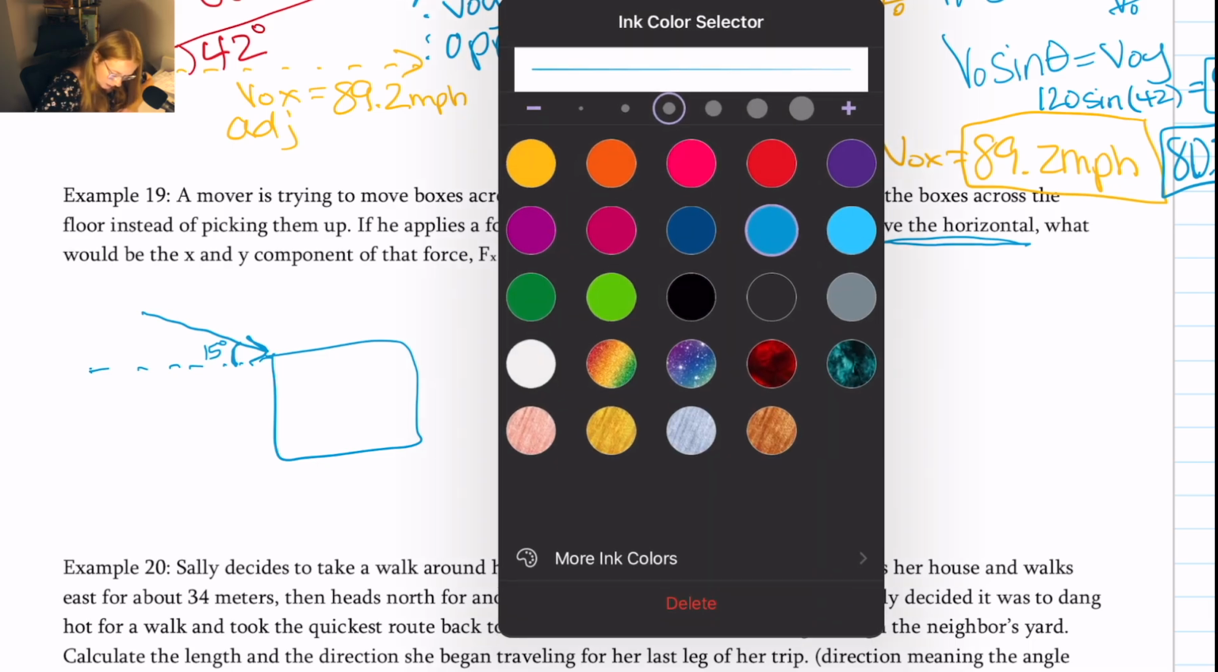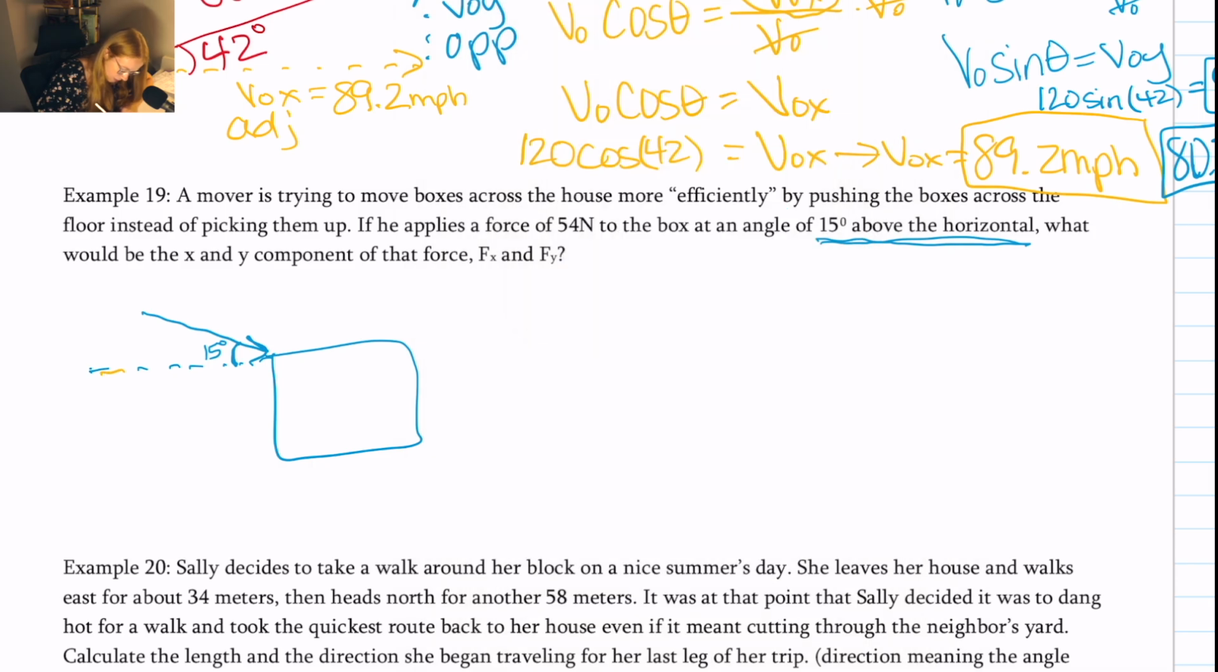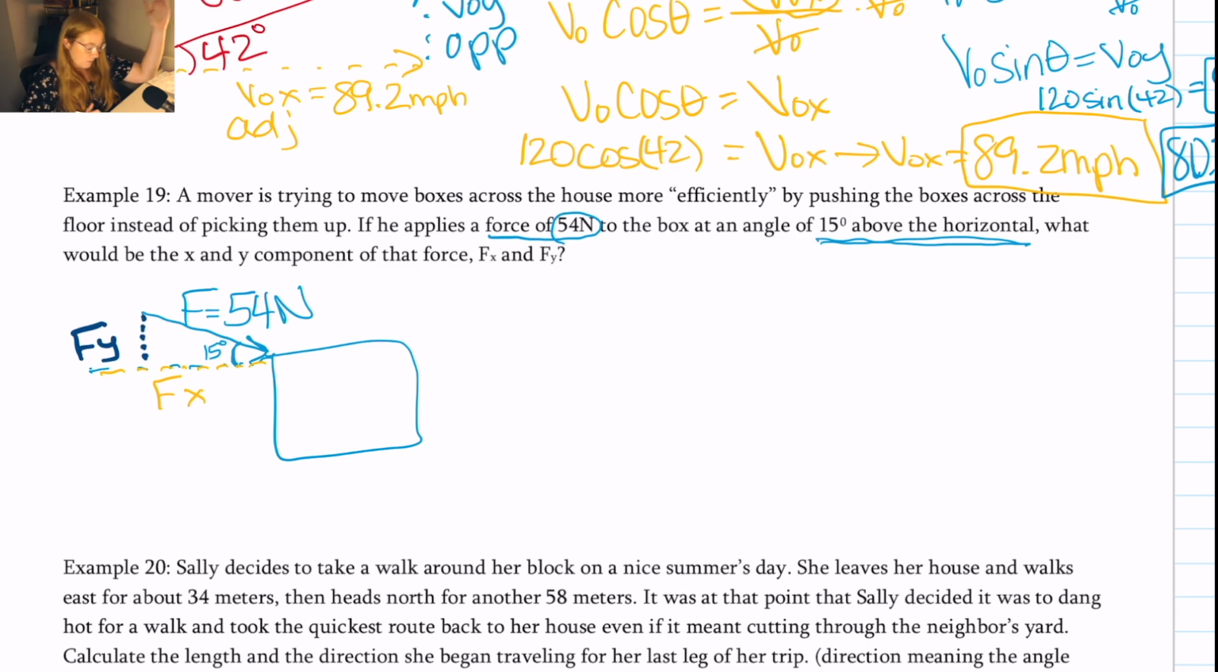Okay, so let's do our x and y components. So we have our x, and this time we're talking about force in the x direction. And then we have our y. And then we also have our original force, and that force that he applies is 54 newtons. And you don't even have to know what that means. Again, we're just looking at the variables and breaking it down using trig. So you have the original force, 54 newtons. You have Fx, horizontal, and Fy, vertical.